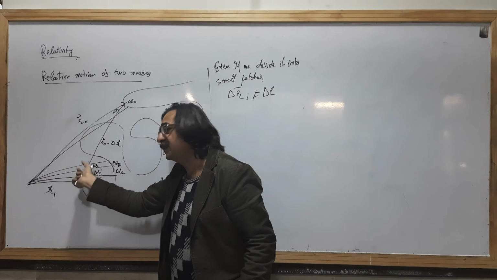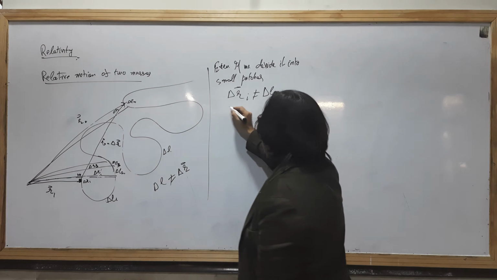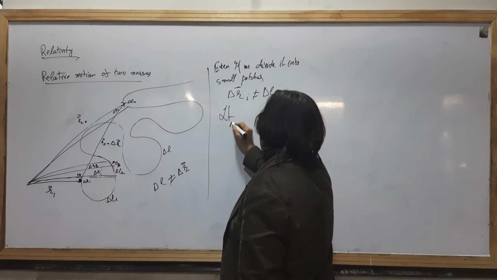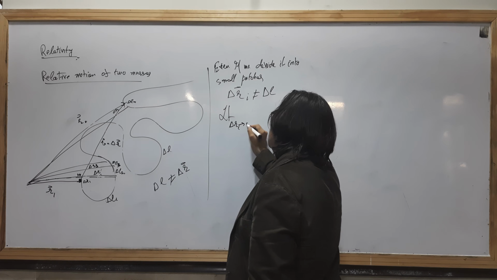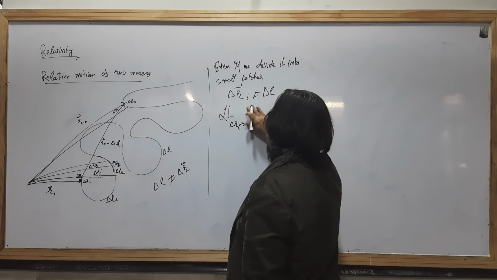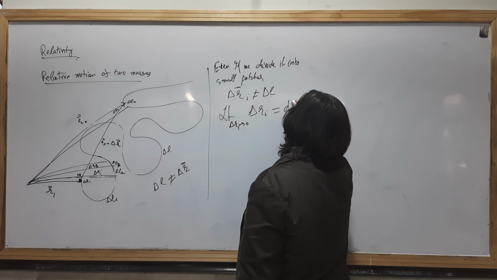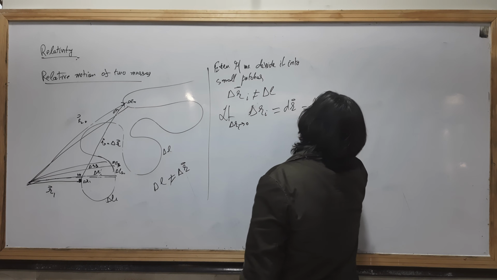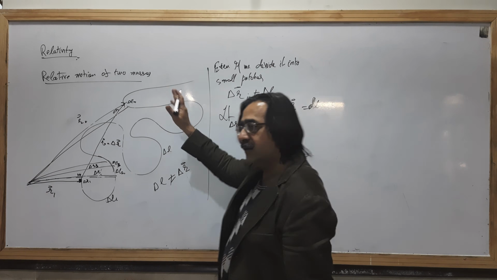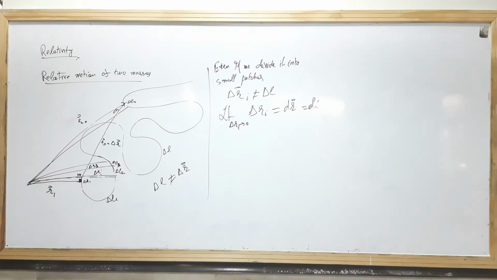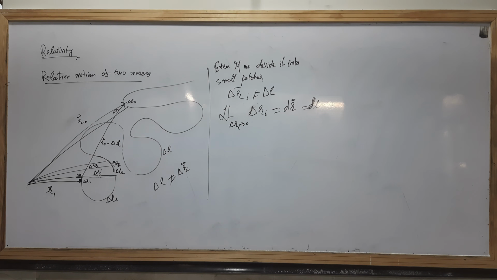This length is different, this length is different. But if delta Ri approaches 0, then this delta Ri will become delta R, and this will become delta L. So this change will be along the line, and when we integrate, we can get the total length. I have already explained.